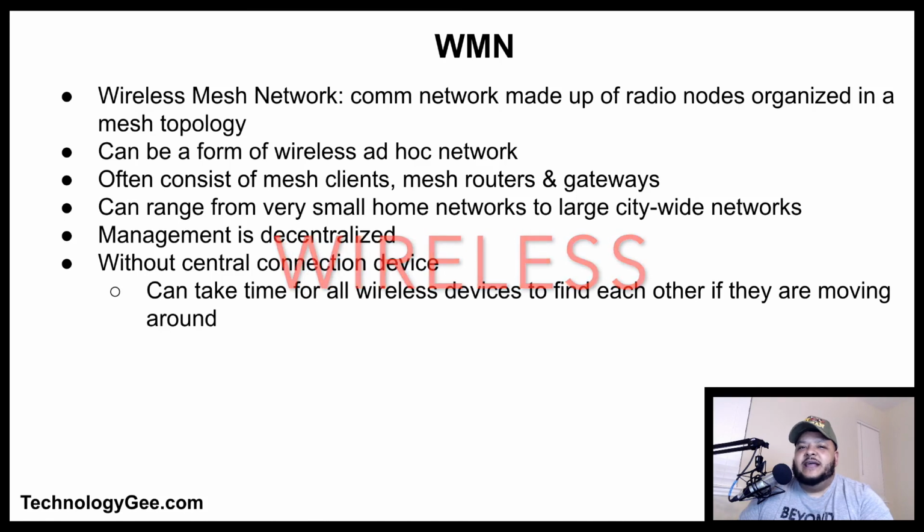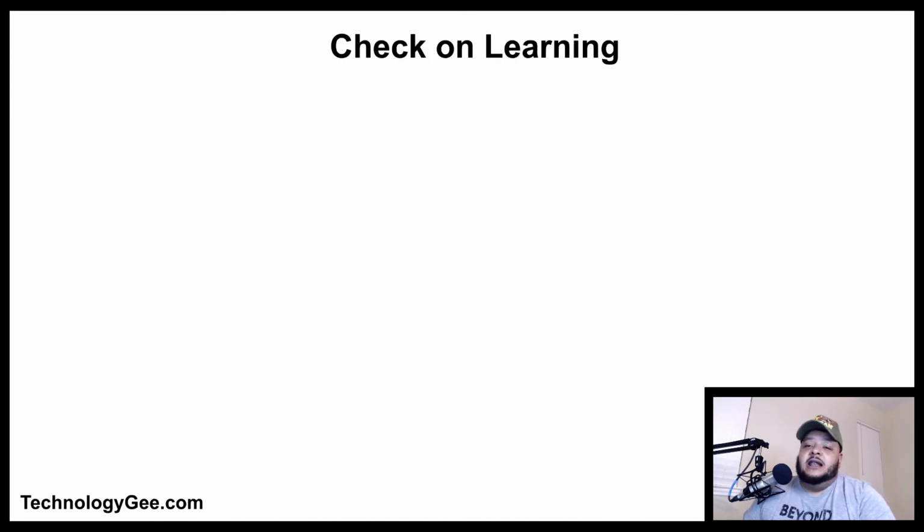And finally, we have WMN, which stands for Wired Mesh Network. So a wired mesh network is a communications network made up of radio nodes organized in a mesh topology. It can also be a form of wireless ad hoc networking. WMNs often consist of mesh clients, mesh routers, and gateways. WMNs can range from very small home networks to large citywide networks. Management of wireless mesh networks is decentralized. Without a central connection device, it can take time for all the wireless devices to find each other if they are moving around.